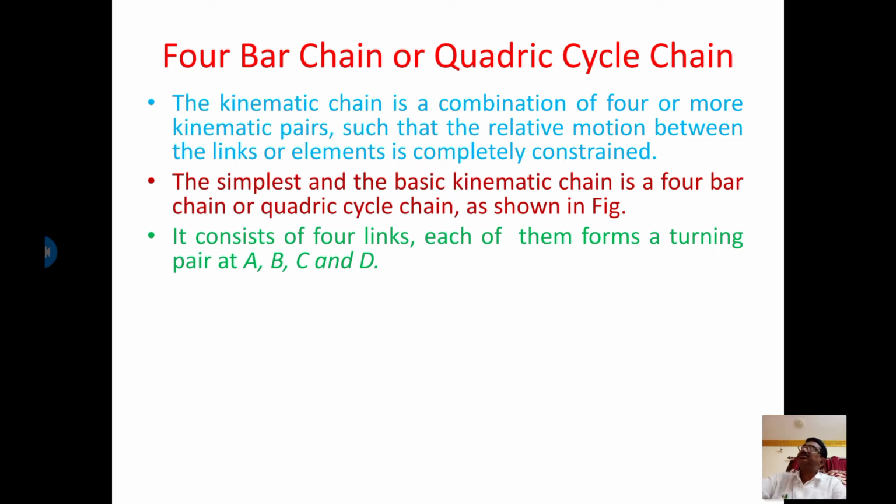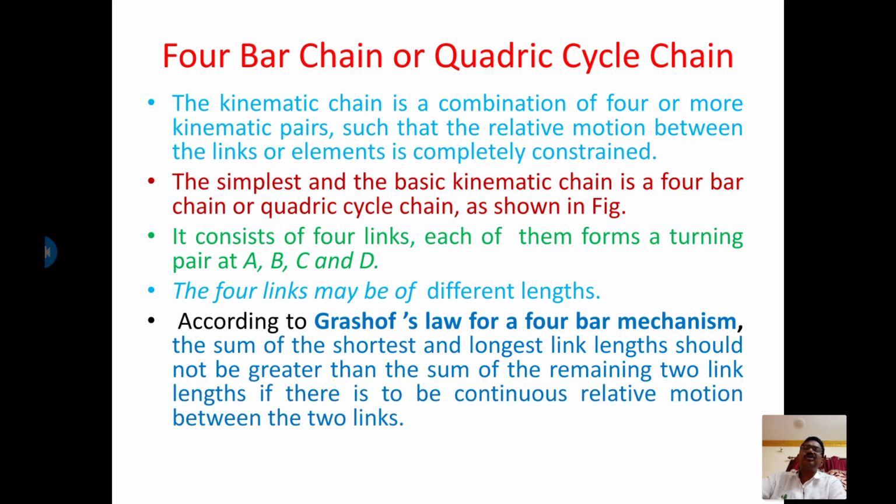It consists of 4 links. Each of them forms a turning pair at points A, B, C and D: 4 turning pairs and 4 links. The 4 links may be of different lengths, but according to Grashof's law for a 4-bar mechanism, the sum of the shortest and longest link lengths should not be greater than the sum of the remaining 2 link lengths if there is to be a continuous relative motion between the 2 links.